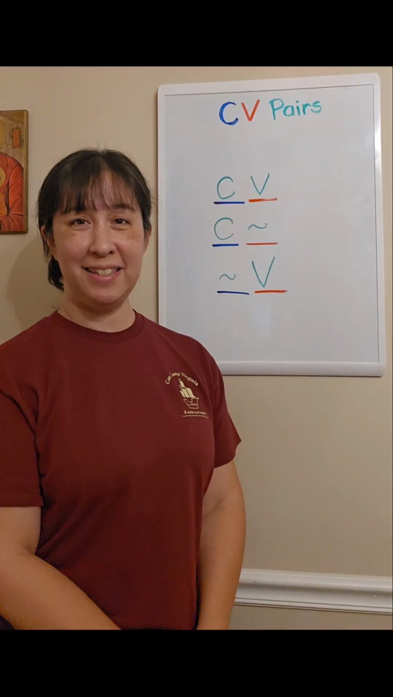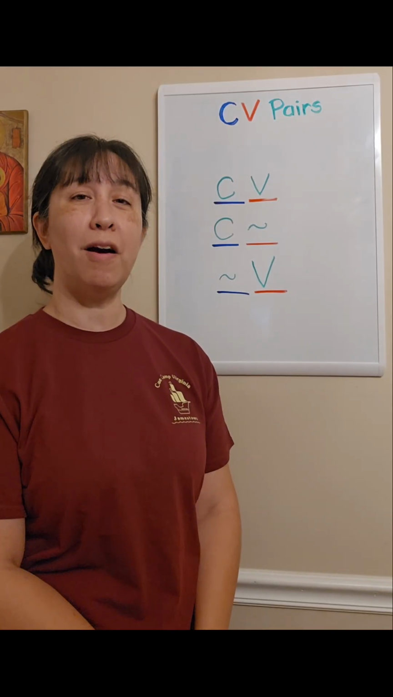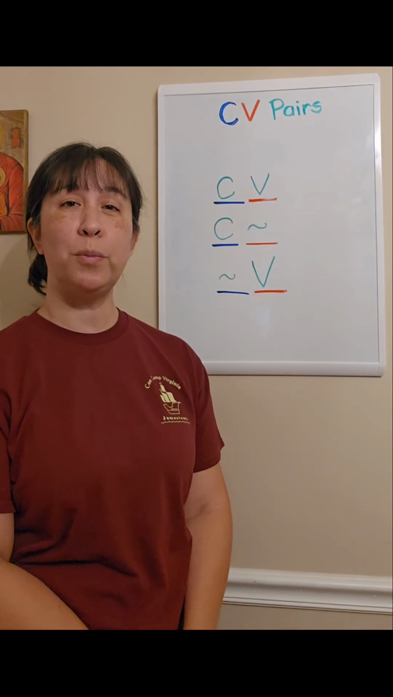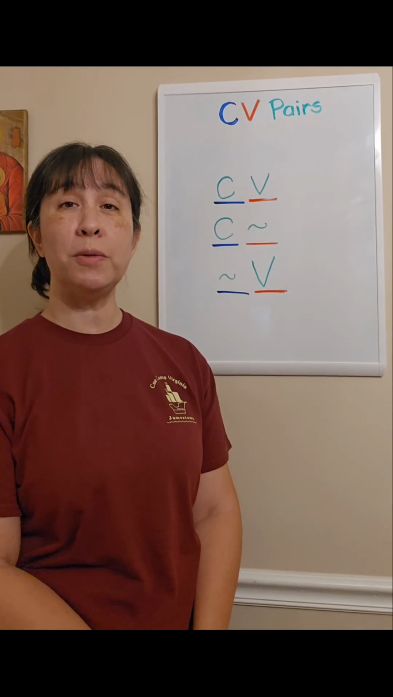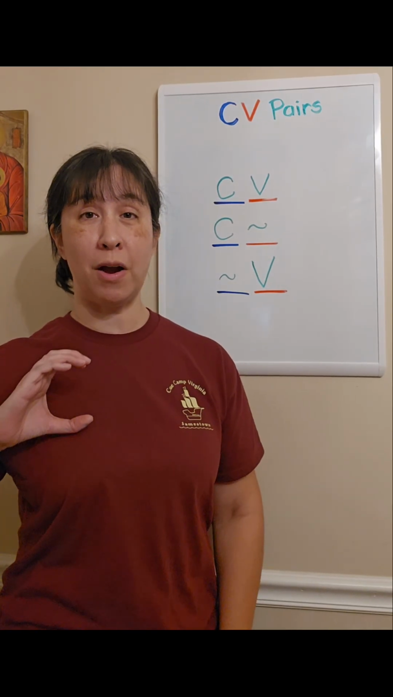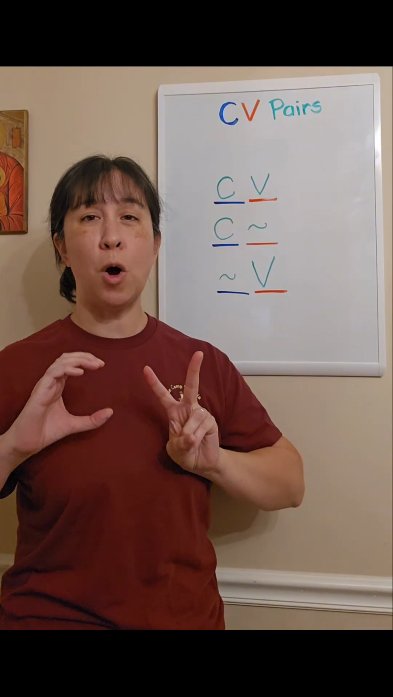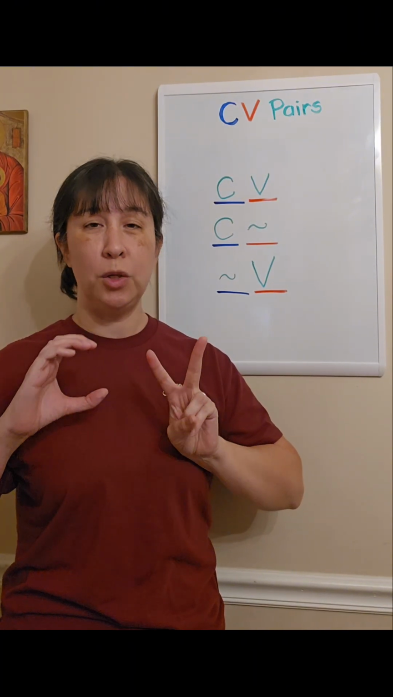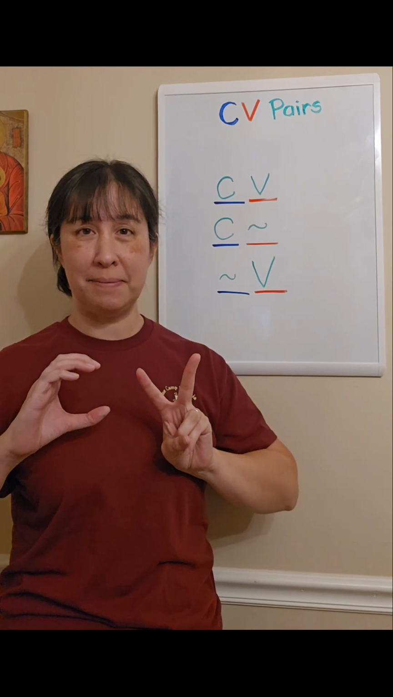Hi everybody, in this video we will talk about how to break words down into their consonant-vowel pairs, or CV pairs, so that we can cue them. Now in a previous video we talked about how consonant sounds are hand shapes and vowel sounds are placements. They always go together and they always go together in this order. You'll always have a hand shape at a placement.